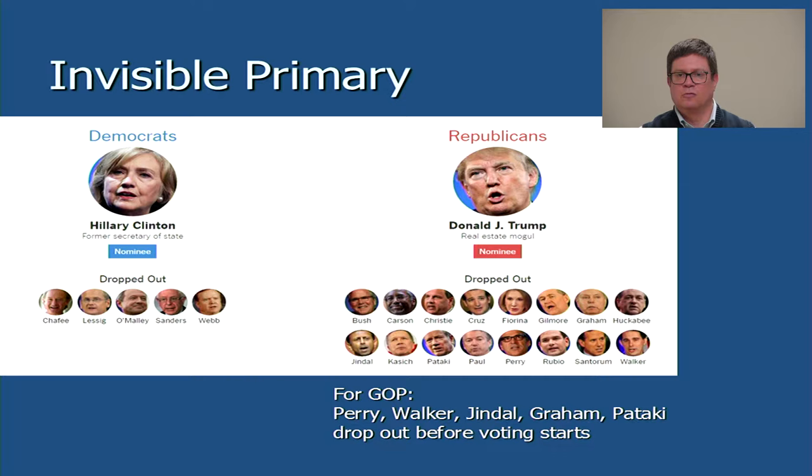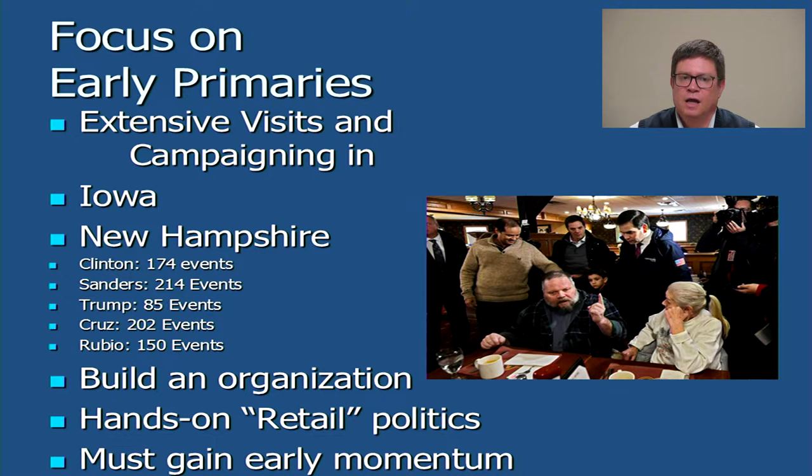So what do I want to do if I want to win? I want to spend a lot of time on the early states, visiting Iowa and New Hampshire. If you can finish in the top 3 in both of those states or pull some kind of surprise in those states, that gives you a lot of momentum going into the rest of the primary elections for the season. As you can see here, in New Hampshire, which is the first primary state, Hillary Clinton had 174 events, Bernie Sanders had 214, Donald Trump 85, Ted Cruz 202, and Marco Rubio 150.